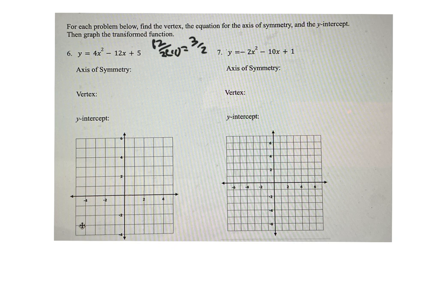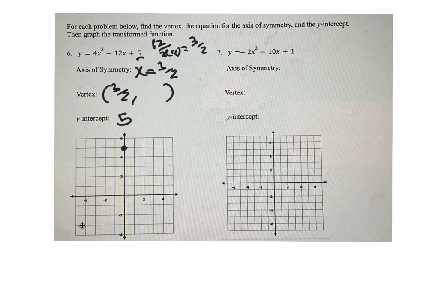Now, that gives me my axis of symmetry, by the way. It also gives me the x part of my vertex. The y-intercept, remember, is the last number, because if you put zero in, you get 5 out of it. So it's going to cross the y-axis here. Vertex is 1.5, something. Got to figure that one out.